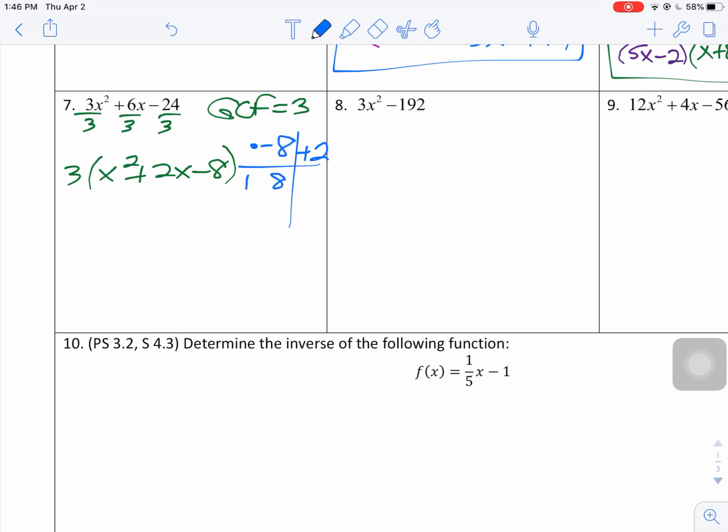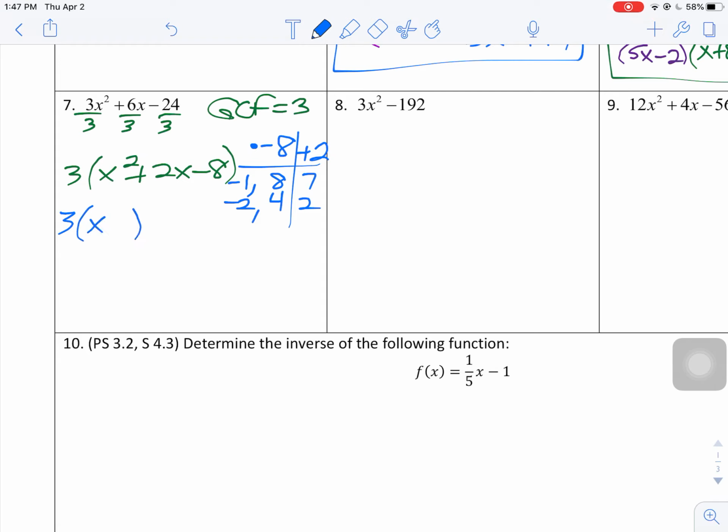So 8 divided by 1 is 8. I'm trying to multiply to a negative number, so one of my numbers has to be negative. I'm trying to add to a positive number, so I'm going to put the negative sign on my smaller number. That didn't work. Let me try 2. So 8 divided by 4 is 2. Put the negative sign on the smaller number, and there you go.